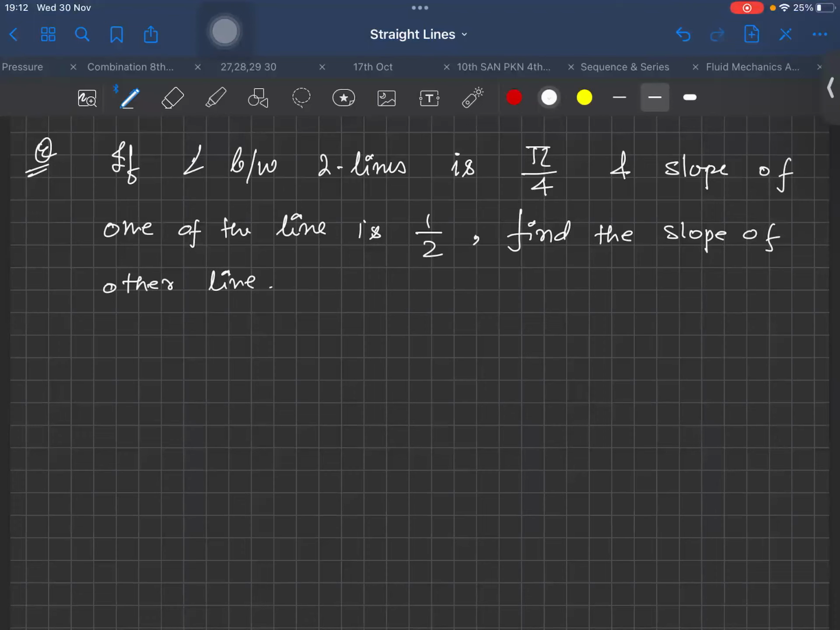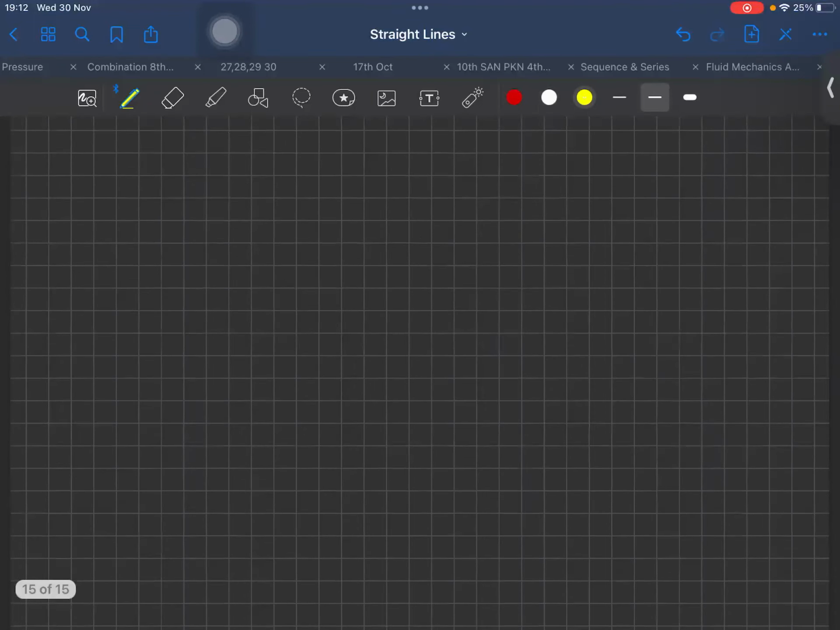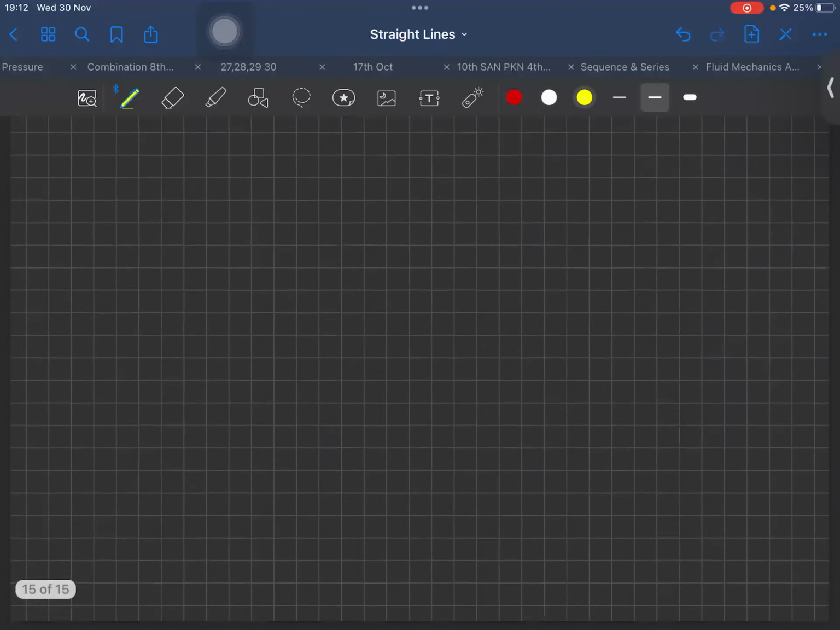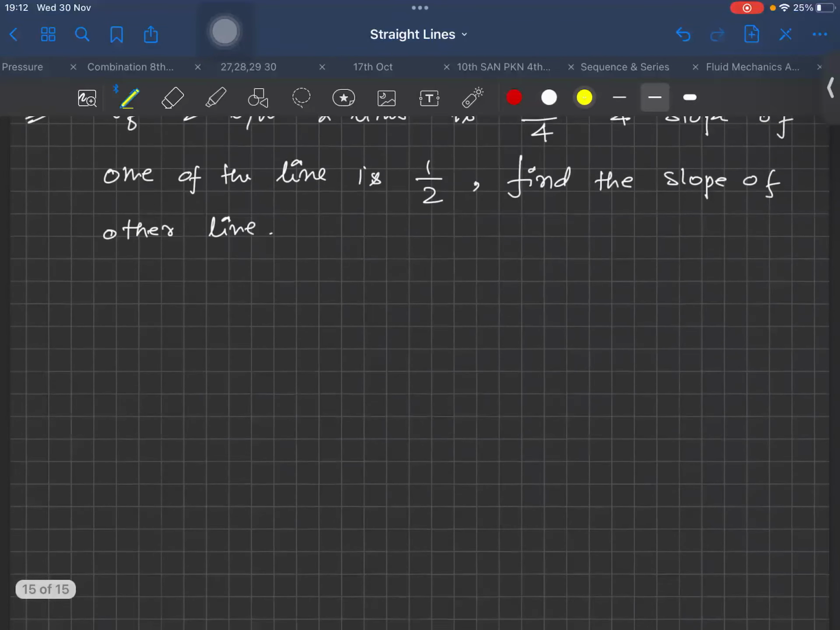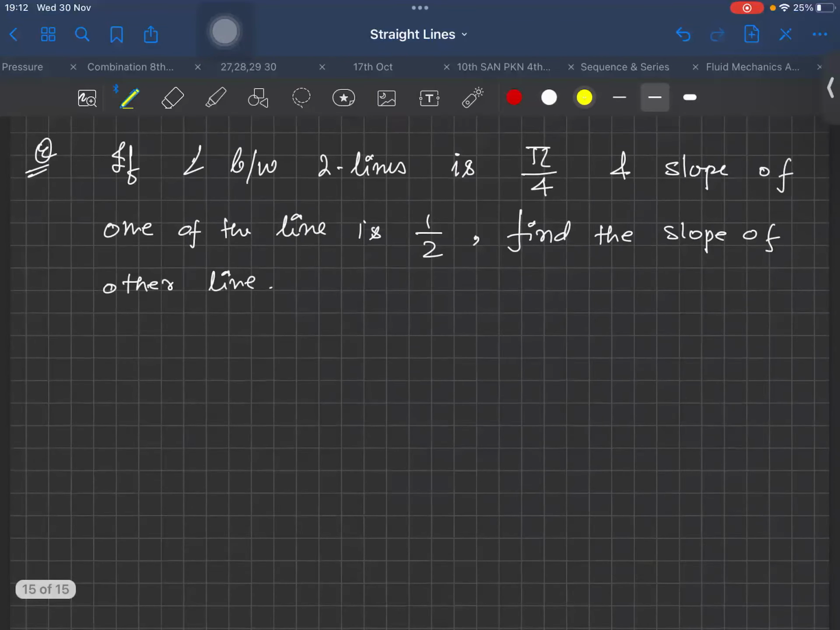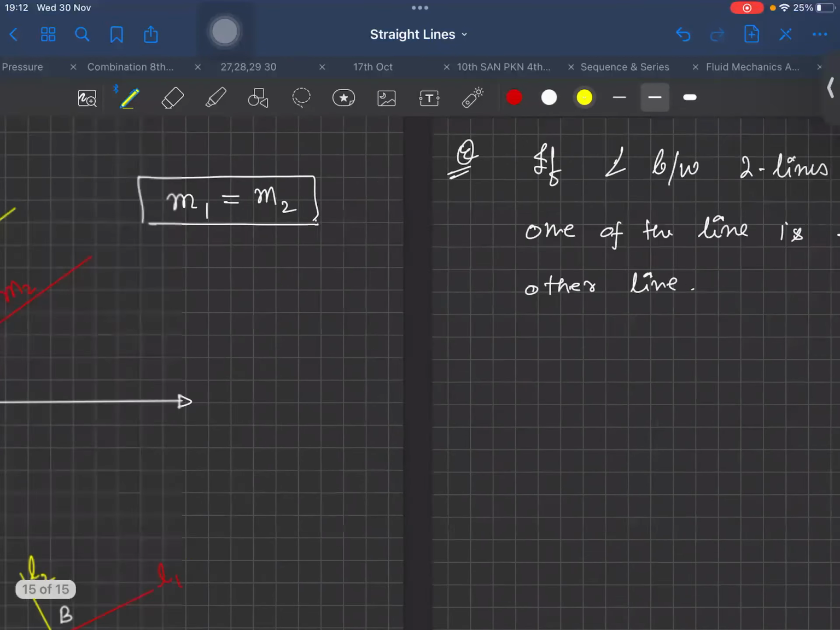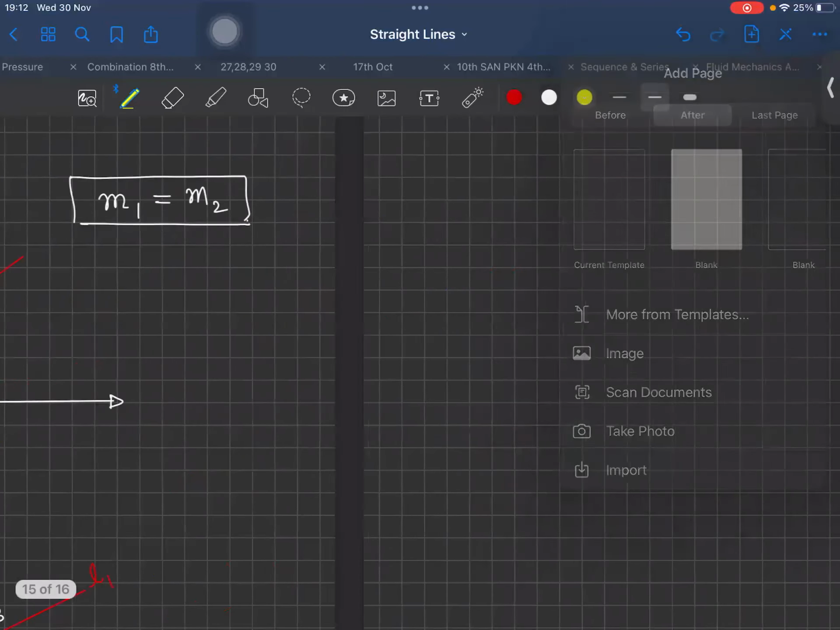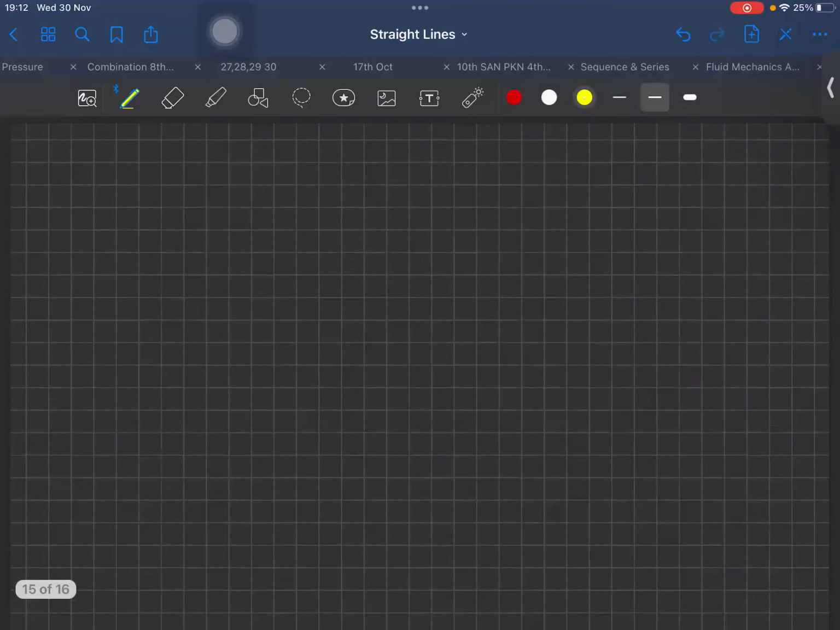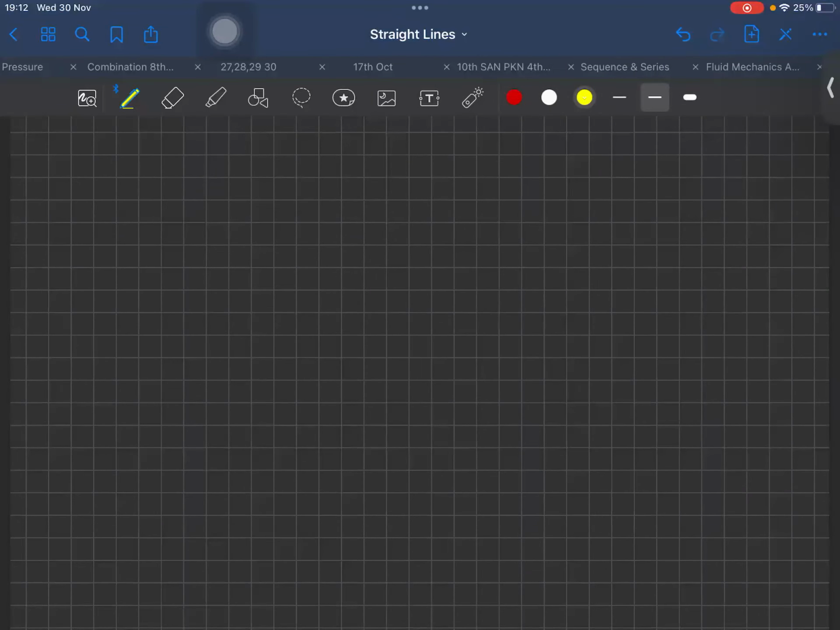Okay, wait. One more concept I think I'm missing here. Before giving you the question, write down. Sorry, my mistake. Let me add a page here. Before this, after you solve this problem, first write down this concept: angle between two lines.